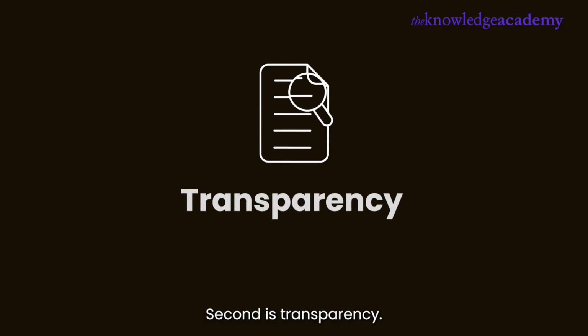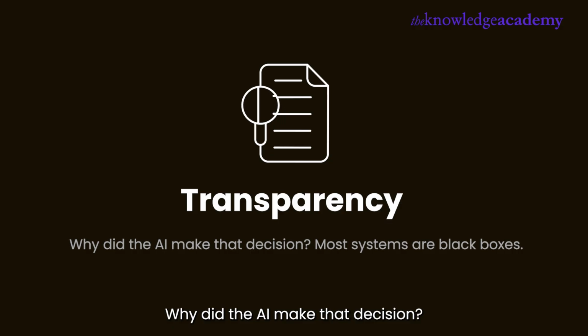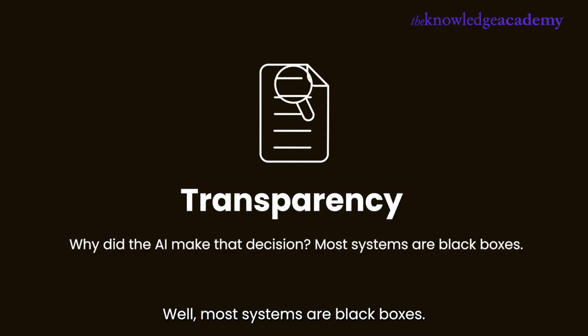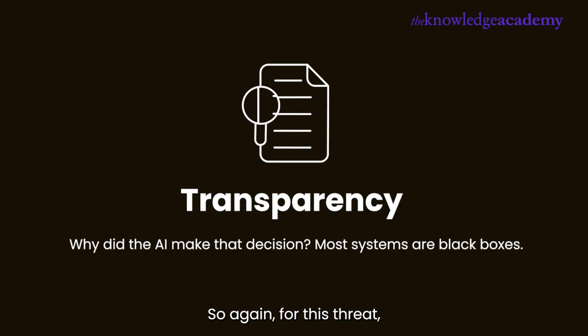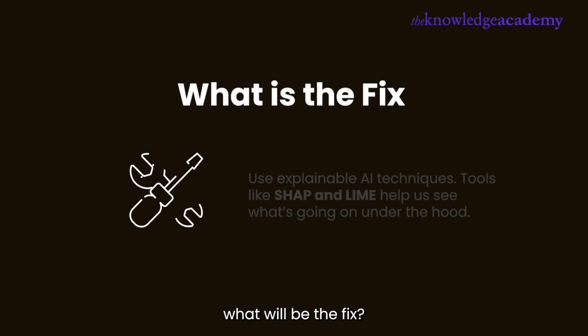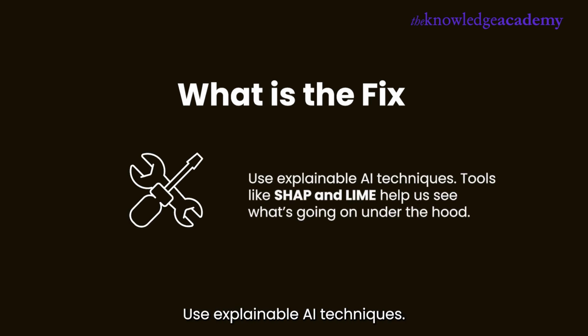Second is transparency. Why did the AI make that decision? Well, most systems are black boxes. So again, for this threat, what will be the fix? Use explainable AI techniques. Tools like SHAP and LIME help us see what's going on under the hood.